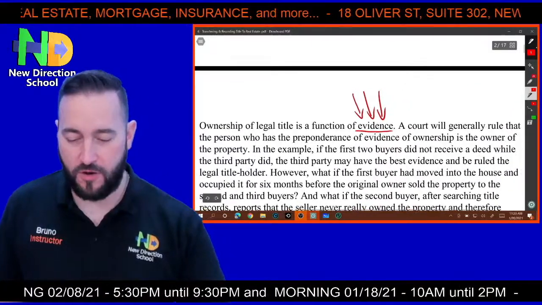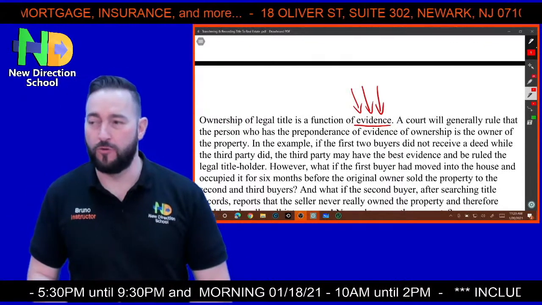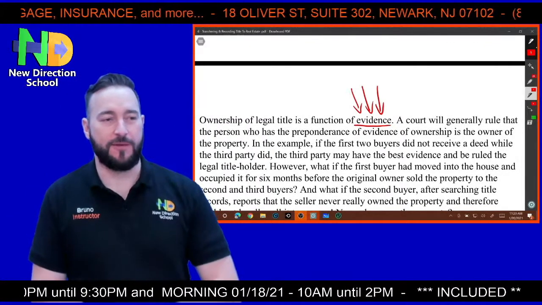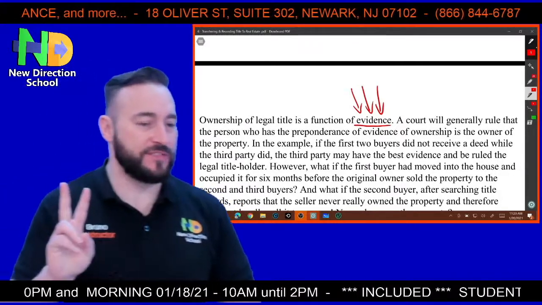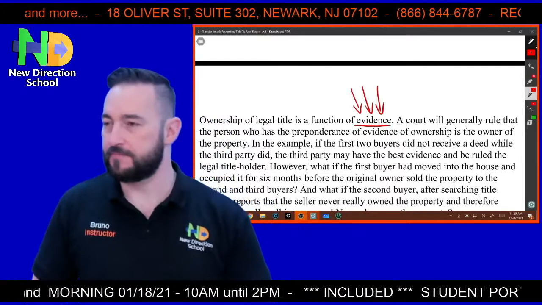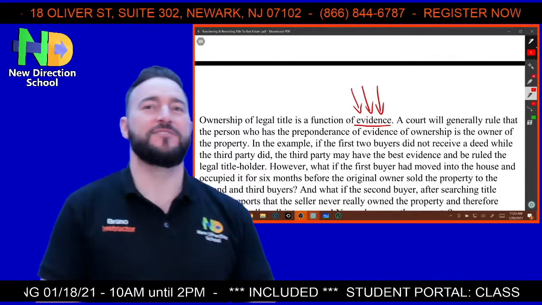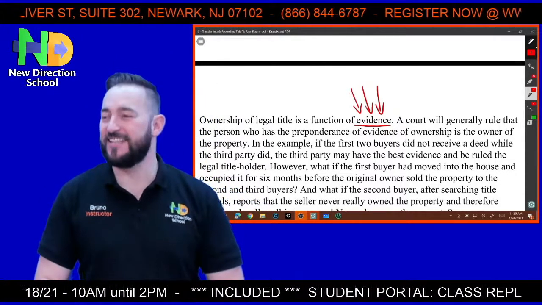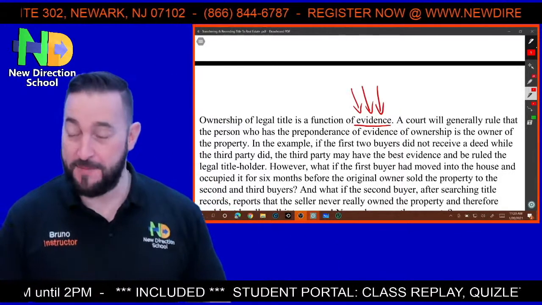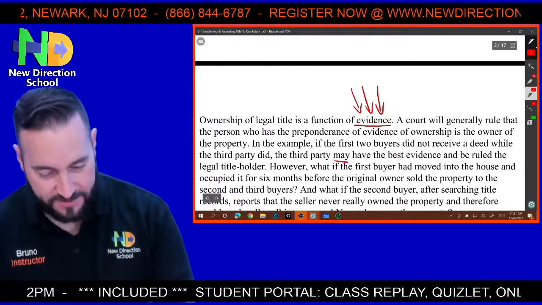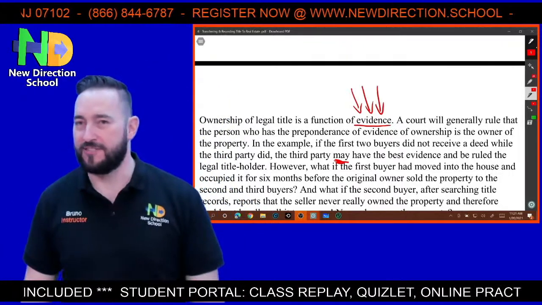Now, a court will generally rule that a person who has a preponderance of evidence of ownership is the owner of the property. Now, in this example, the first 2 buyers did not receive the deed while the third party did. The third party, as you guys commonly agreed, don't get so happy, Sebastian. He's like, yeah. Right. So the third party may have the best evidence, and be ruled the legal title owner.